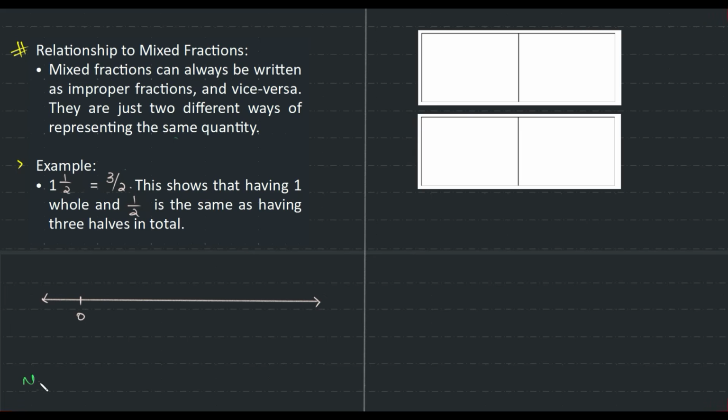I'll just make a small note over here. Me writing like this is the same as 3 by 2. Depending on the space, we can write it any way. Or even this, actually, 3 divided by 2. So this shows that having one whole and a half is the same as having 3 halves in total.